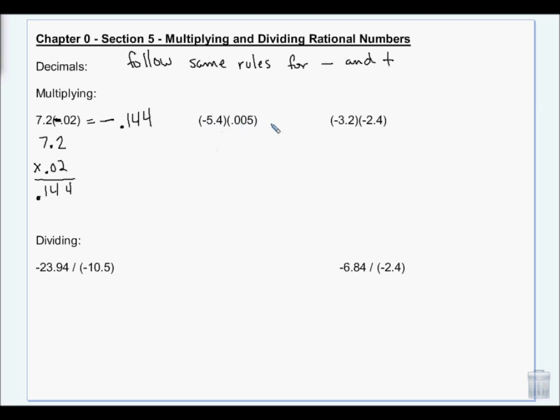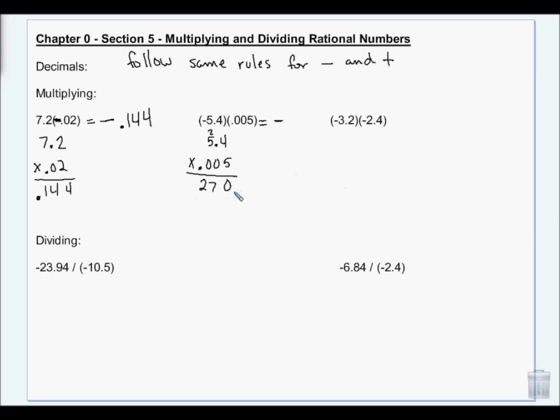Here I have a negative times a positive again. So my answer is going to be negative. Okay, so I'm just going to do this multiplication. And I'm not going to multiply times the zeros. It doesn't add anything. So I have 1, 2, 3, 4 decimal places. So I have to have 1, 2, 3, 4 decimal places.